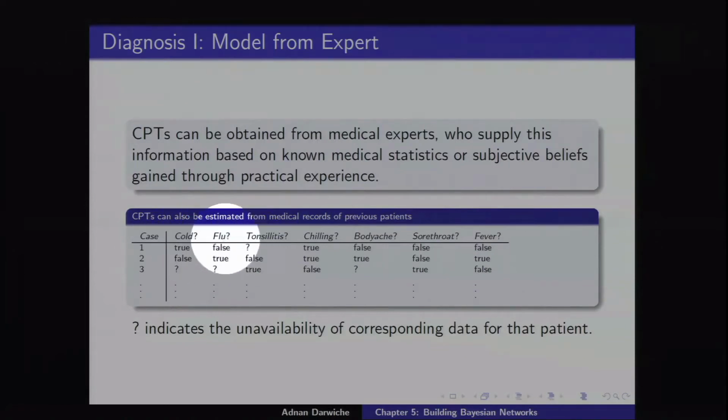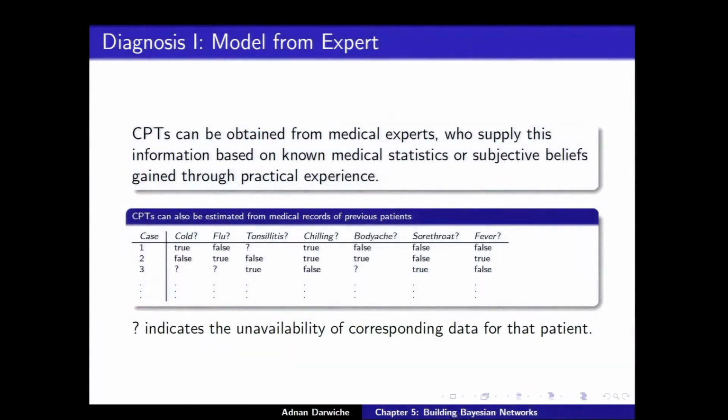So this is patient 1. They had a cold, didn't have a flu. I don't know whether they had tonsillitis. Yes, okay? And you have a lot of these. And of course, there could be duplicates because 2 different patients may have the same symptoms and diseases, or I may know something about them. So the idea is I give you data like this. I give you the structure, and I tell you to estimate the parameters.